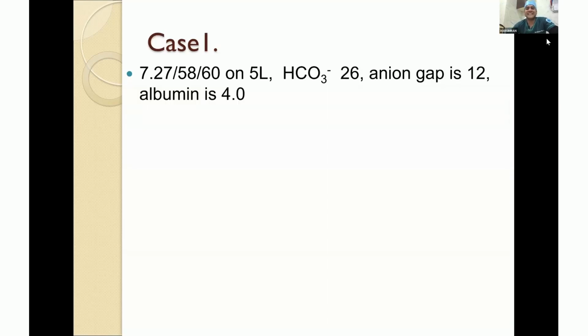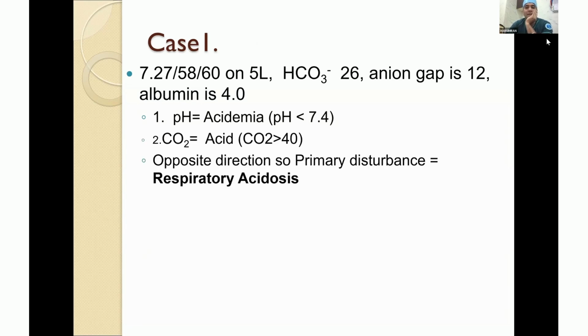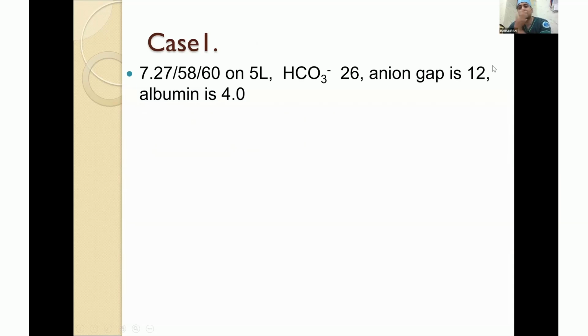So this is the case again. History is very important. I have just mentioned the values. You should ask for history. So case one, the pH in ABG is 7.27. PaO2 is 60 on 5 liters. Bicarbonate is 26, and PaCO2 is 58. And anion gap is 12. Albumin is 4. So what is the primary disorder?